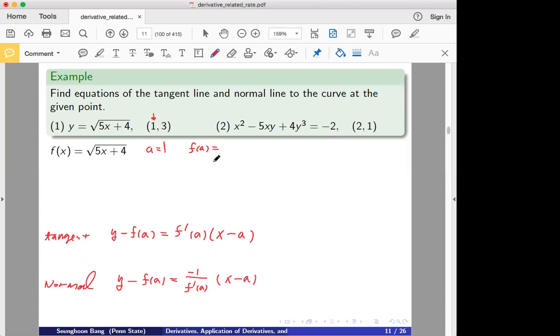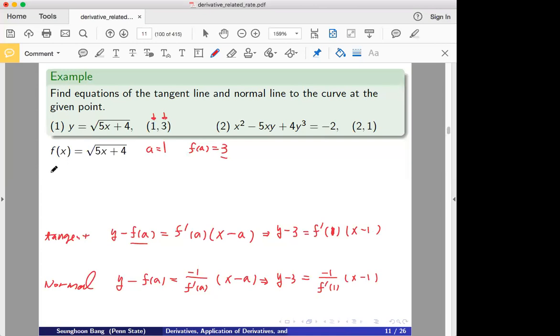What is f of a? Yes, the y component is 3. So from here, we can plug in: y minus f of a, which is 3, equals f prime of a times x minus 1. Sorry, f prime of 1. What's the equation of the normal line? Similar: y minus 3 equals minus 1 over f prime of 1 times x minus 1. So what's the main thing? You need to find f prime of 1.